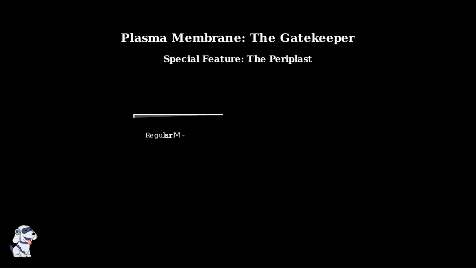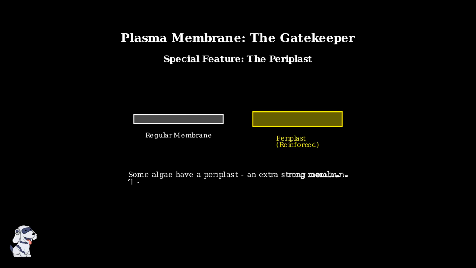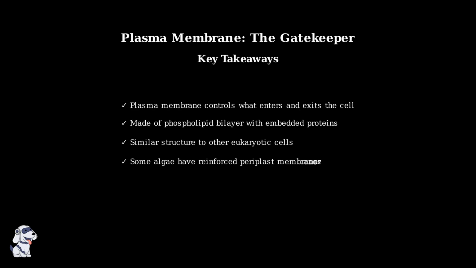Some algae species have developed a special reinforced membrane called a periplast. This thicker, stronger membrane provides an extra layer of protection beyond the standard plasma membrane, helping these algae survive in harsh environments. To summarize, the plasma membrane is the cell's gatekeeper, controlling molecular traffic with its phospholipid bilayer structure and embedded proteins. While similar to other eukaryotic cells, some algae have evolved special reinforced membranes called periplasts for extra protection.